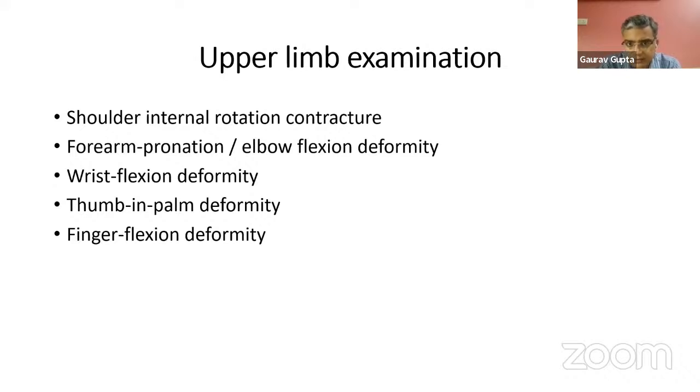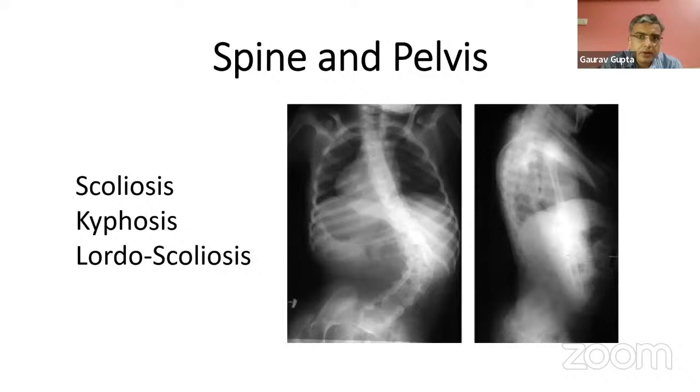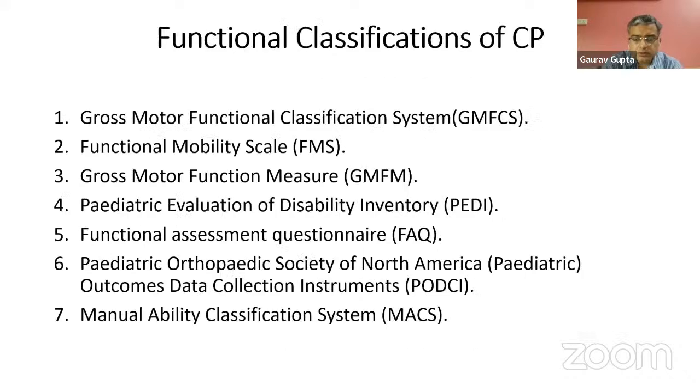We try to assess whether there's spasticity or there is contracture, and depending upon that and selective motor control, we plan our treatment. For spine, we try to see alignment issues like scoliosis, lordosis, kyphoscoliosis. So this was in brief how we do static examination.